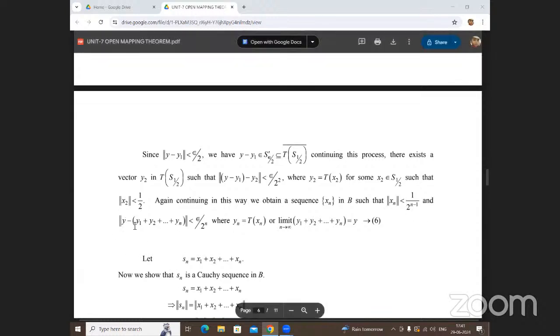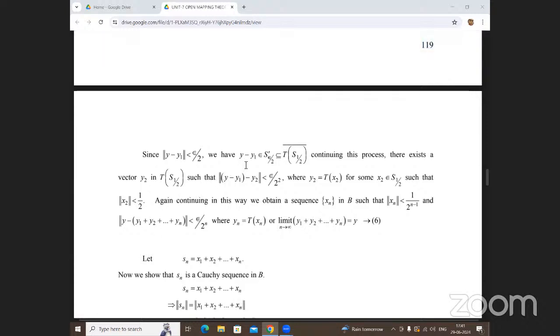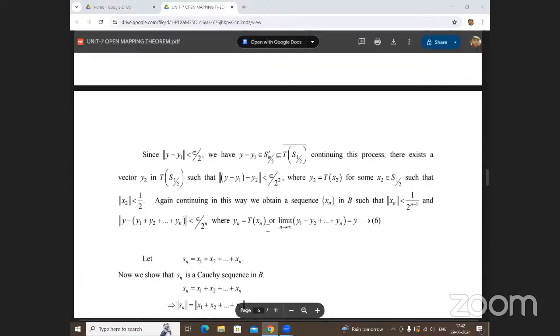And the norm of y minus (y1 plus y2 plus so on) up to y minus (y1 plus y2 plus y3 plus so on plus yn) is less than epsilon by 2 power n, continuing this process. Here yn equals T of xn.